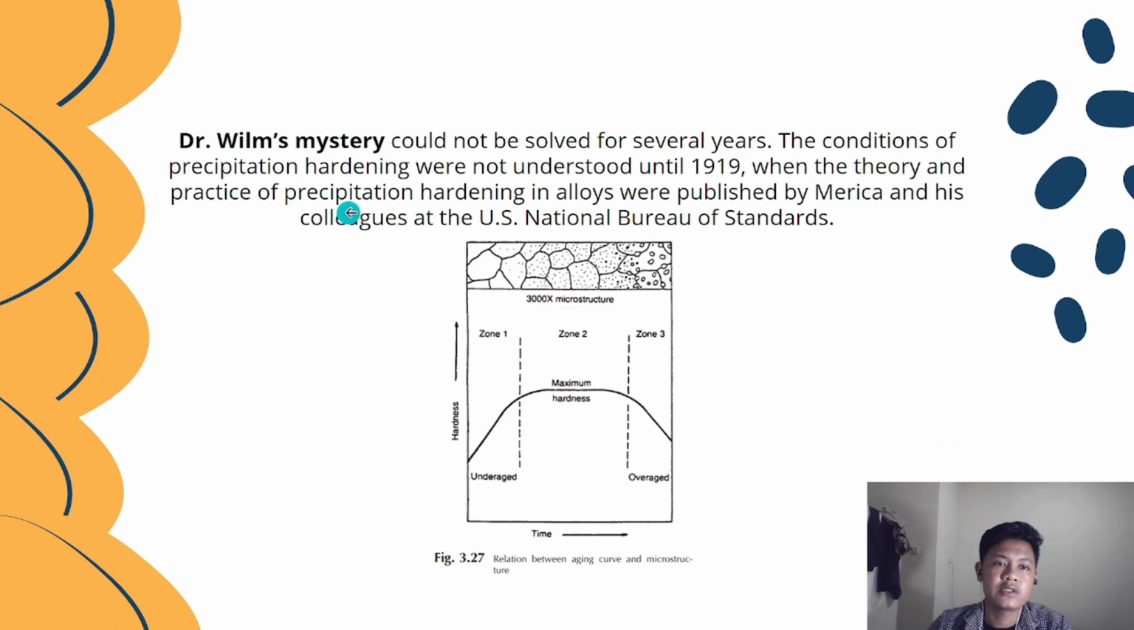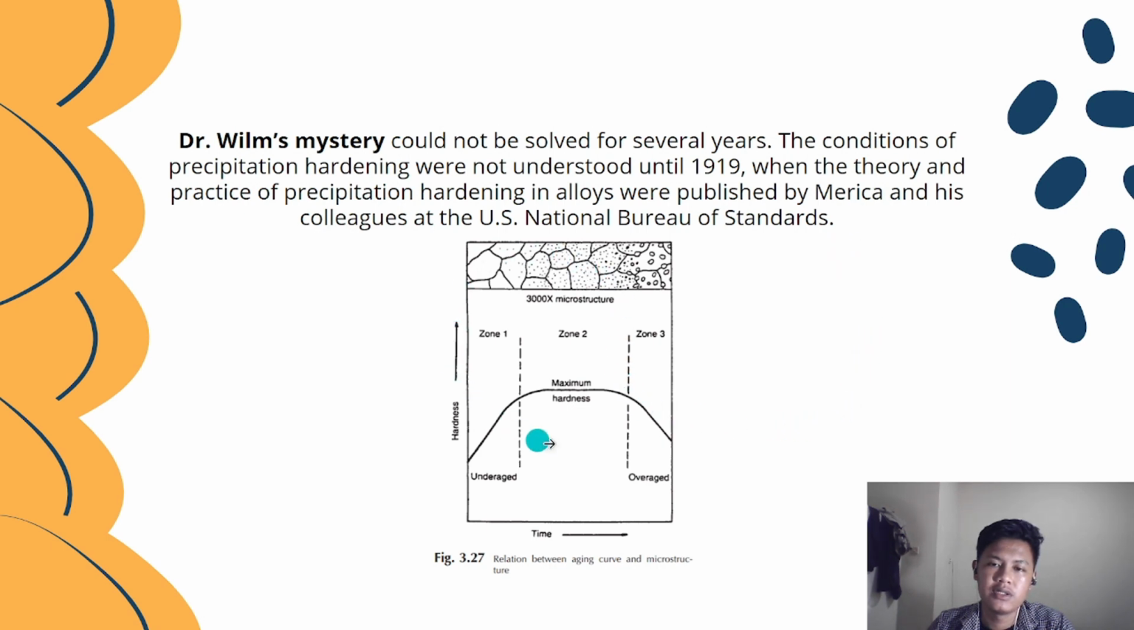Next is Dr. Williams' mystery. Dr. Williams' mystery could not be solved for several years. The conditions of precipitation hardening were not understood until 1919, when the theory and practice of precipitation hardening in alloys were published by Merica and his colleagues at the U.S. National Bureau of Standards.